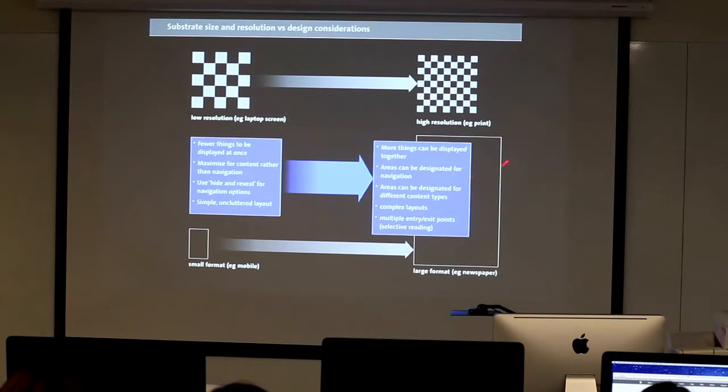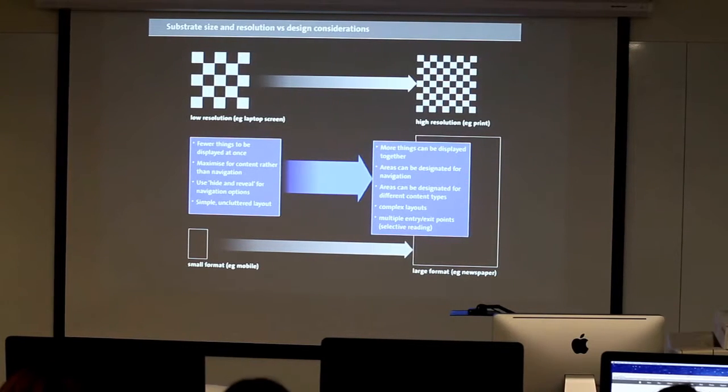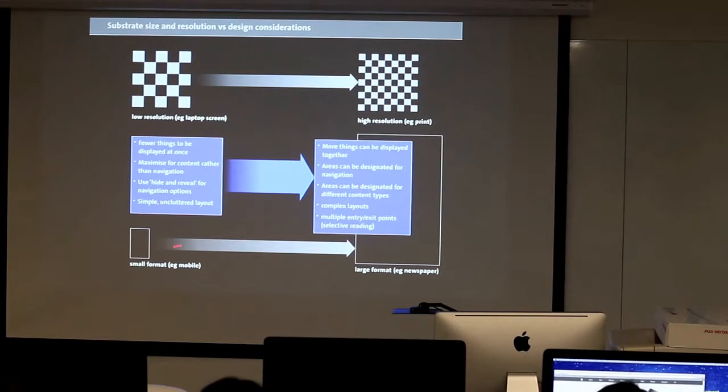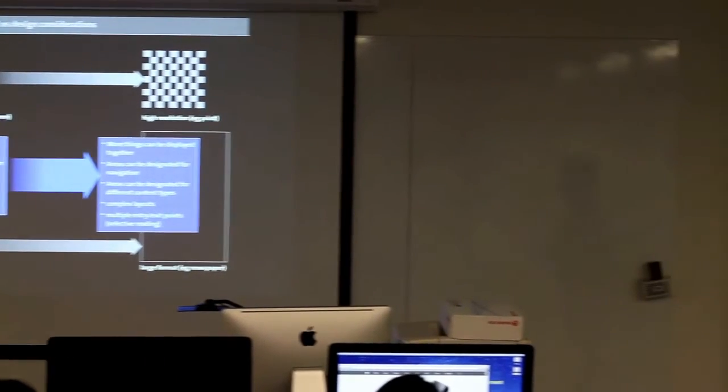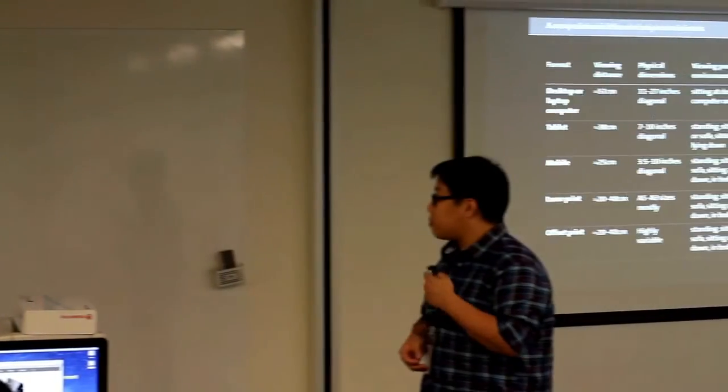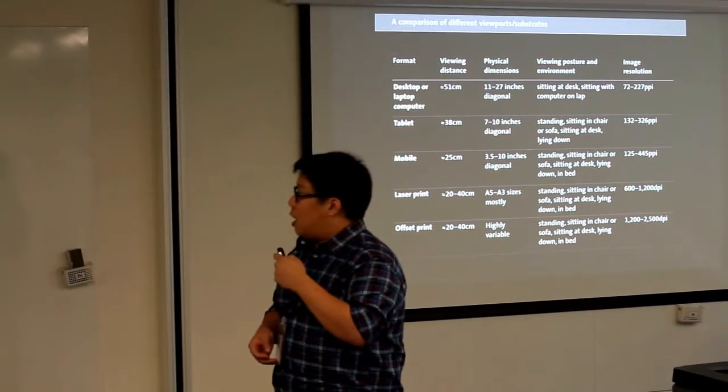For example, a newspaper. So the way you make choices and the way you consume the content is very different because the resolution is different, because the size is different, okay? So one size doesn't fit all. That's very important.